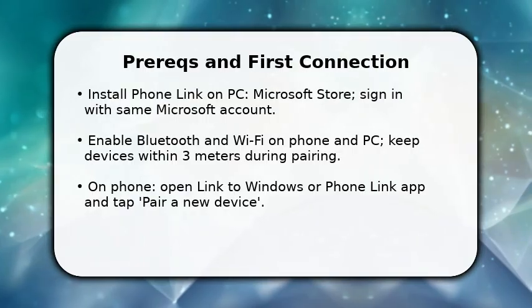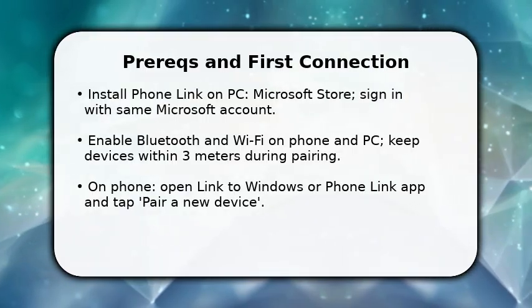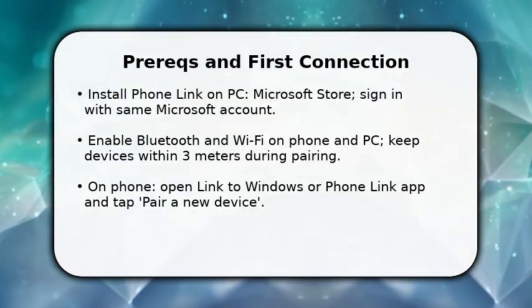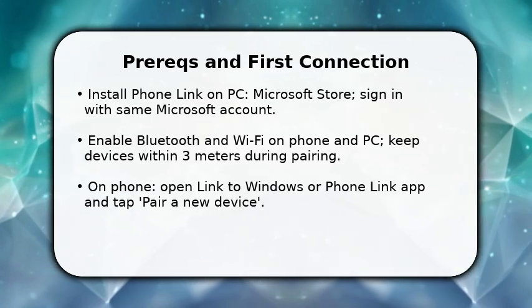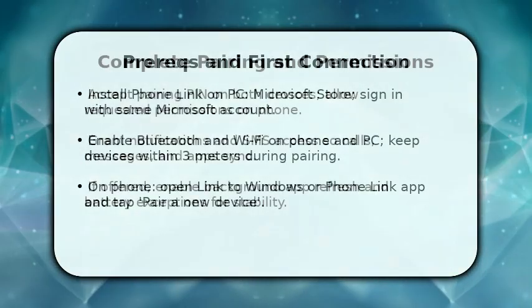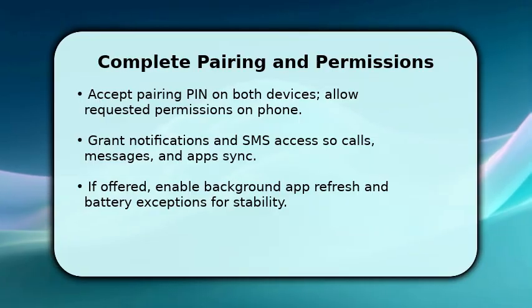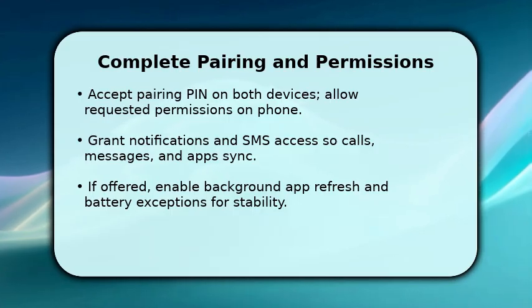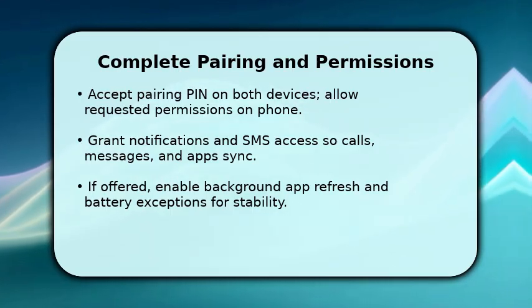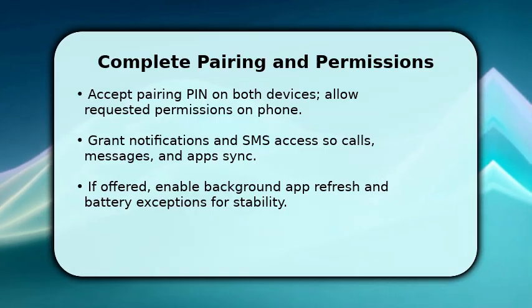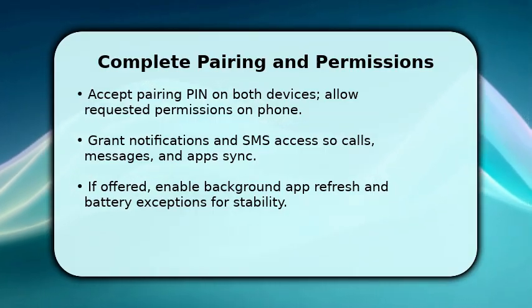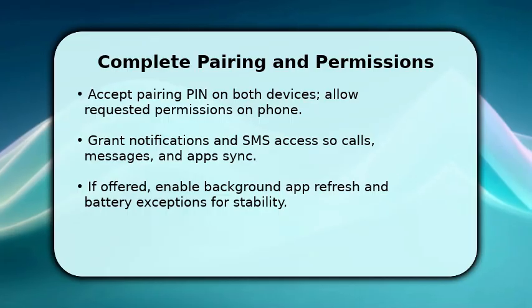Make sure to allow any permission prompts for contacts, SMS, and media access so the apps can communicate properly and list available features. Once the pairing PIN appears, confirm it on both the phone and PC to finalize the Bluetooth link. After pairing, you must accept permissions, notifications, SMS, and contact access. These allow PhoneLink to show messages and calls.